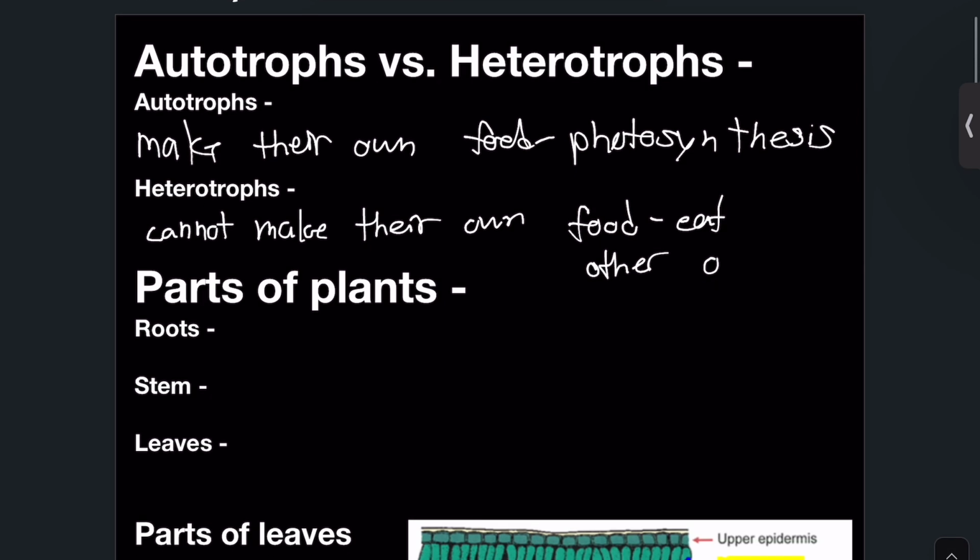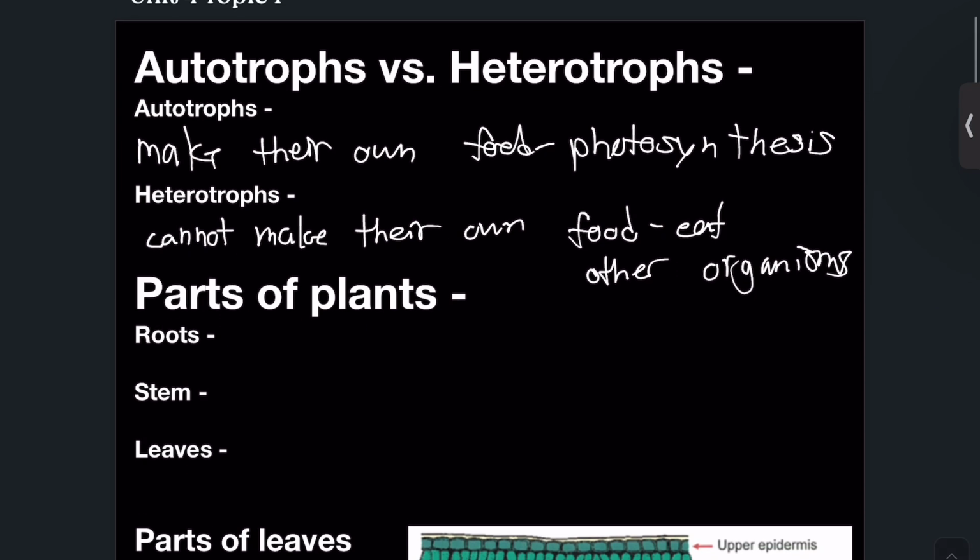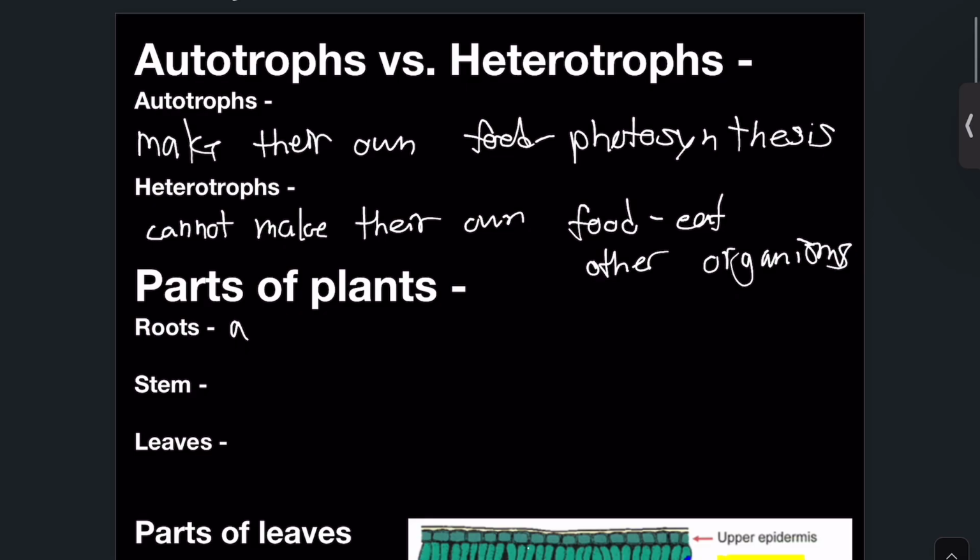Now we're going to go into plants, which are one of our main autotrophic organisms. The first thing we're going to look at are the parts of plants. The first part is the roots, and the roots absorb water from the soil. This one is pretty straightforward. The roots are deep underground, and their role is to help absorb water. Next, you have the stem, which transports water from the roots to the leaves, where the leaves use the water.